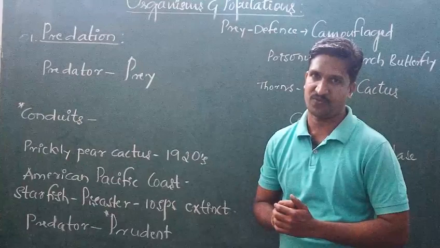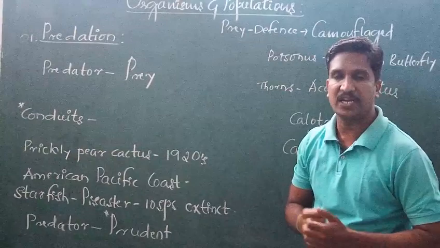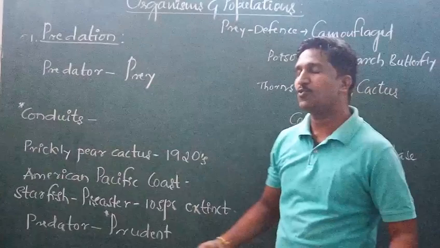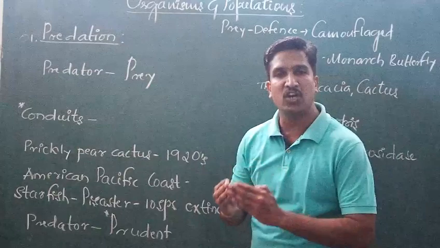And that is said to be an interaction in different modes. So the first interaction is predation. In the previous period, you studied predation, mutualism, commensalism, amensalism, competition, and so on. Among that, first we are learning about predation. The question arises, why are we learning predation? Because we will understand the transfer of energy from one trophic level to another trophic level.